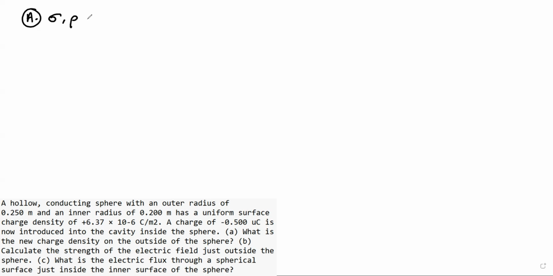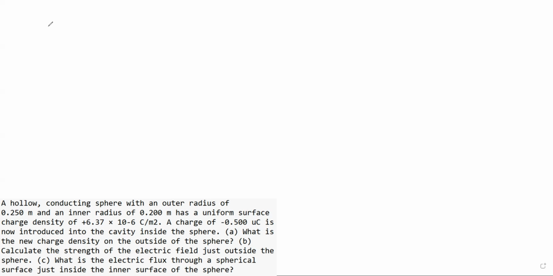Now, after which we can calculate the strength of the electric field just outside the sphere and also the electric flux through a spherical surface just inside the inner surface of the sphere. So let us use three different boards for the three different parts of the problem. Okay, let's have the given here.